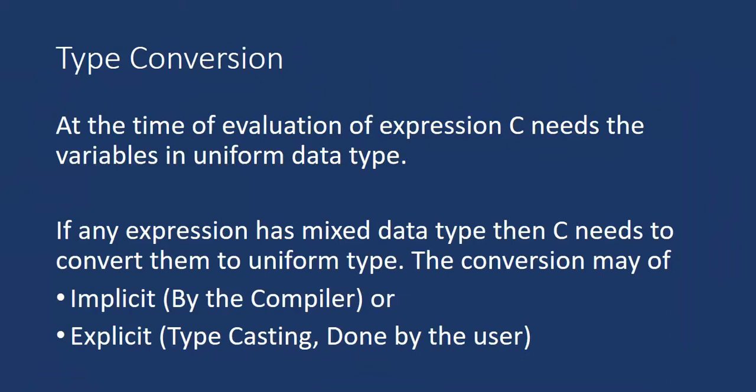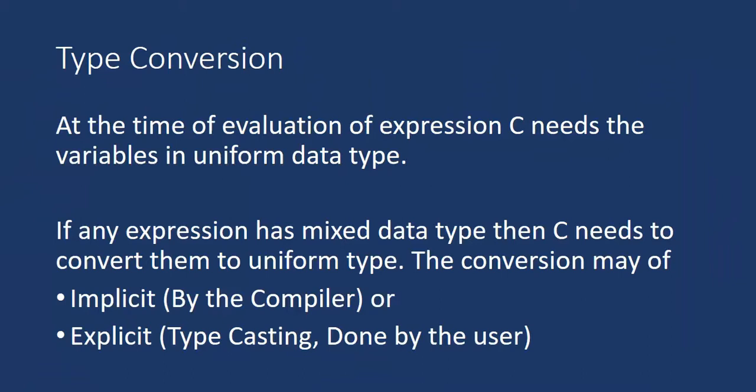So type conversion: at the time of evaluation of an expression in C code, the compiler needs all the variables and constants used in the expression to be in a uniform data type. But it is not always possible for the programmer or coder to declare all the variables in a uniform data type. For solving this problem, C supports type conversion.